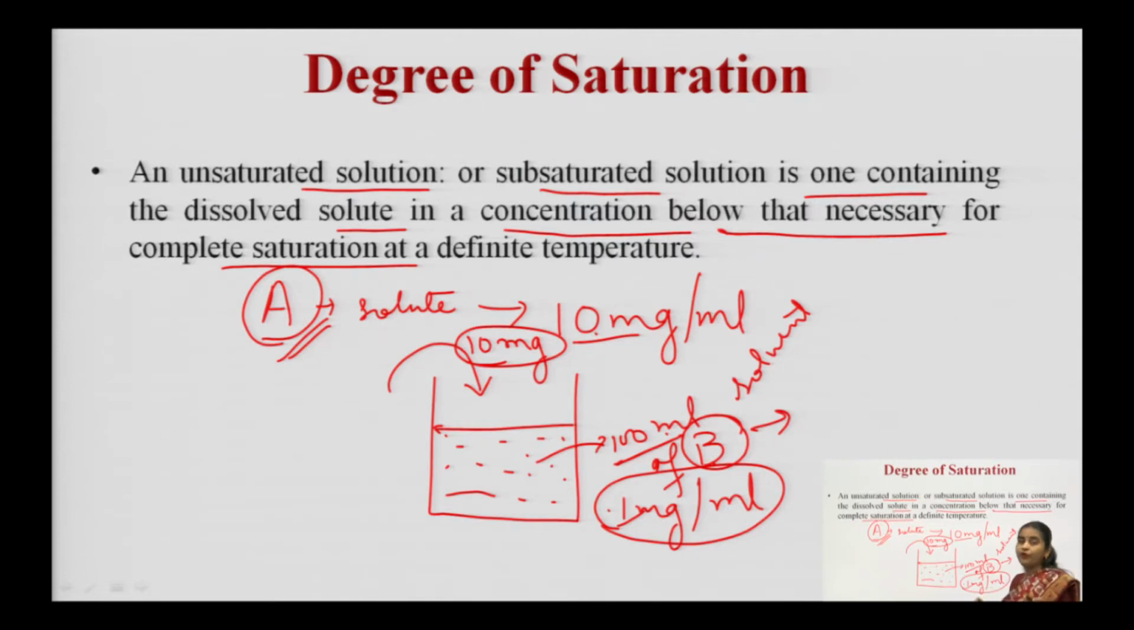Whenever we perform experiments related to solubility, to find out the degree of saturation and solubility, we have to mention the temperature. So, it would be more precise if I mention 10 mg per ml at 25 degrees Celsius, because solubility is affected by change in temperature. It may either increase, decrease, or remain unaffected. We will study these factors when we study the factors affecting solubility in our next lectures.